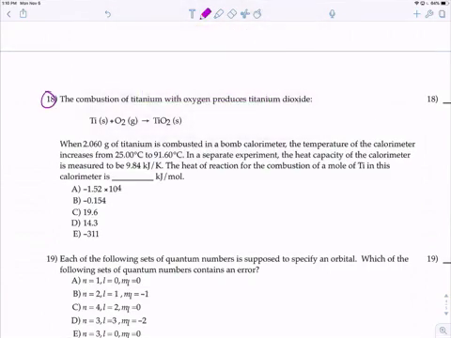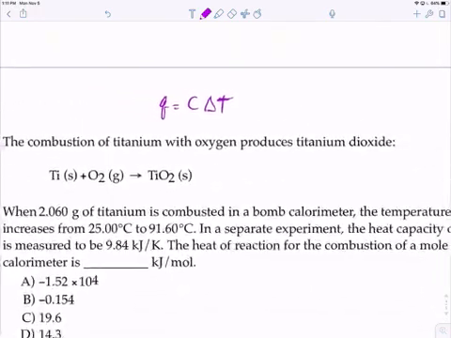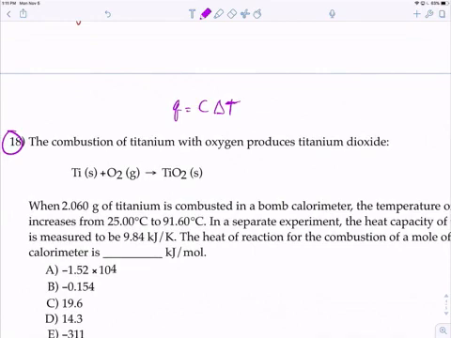Okay, this is the Q is heat capacity times change in temperature instead of the specific heat capacity. All right, so 2.06 grams of titanium is burned. Temperature change is that. The calorimeter is this. What is the energy in kilojoules per mole? So the heat here is the heat capacity times the change in temperature.